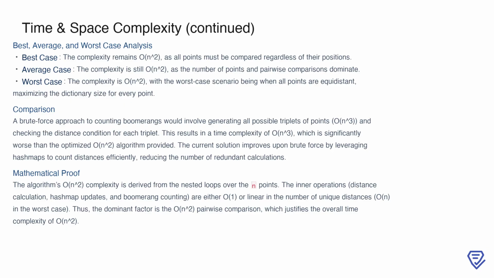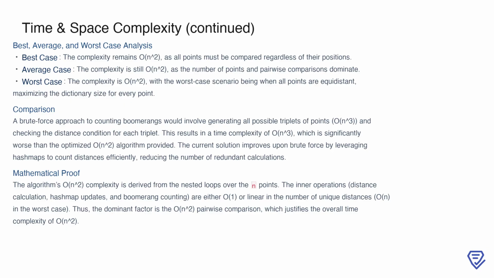To highlight the efficiency of this approach, we can compare it to a brute force solution. A naive method would involve generating all possible triplets of points, which requires O(n^3) time, as each triplet would need to be checked for the boomerang condition. The current solution avoids this by using a hash map to count distances, reducing redundant calculations and improving the time complexity to O(n^2). Mathematically, this complexity arises from the nested loops over the endpoints, with inner operations like distance calculation, hash map updates, and boomerang counting being either O(1) or linear in the number of unique distances.